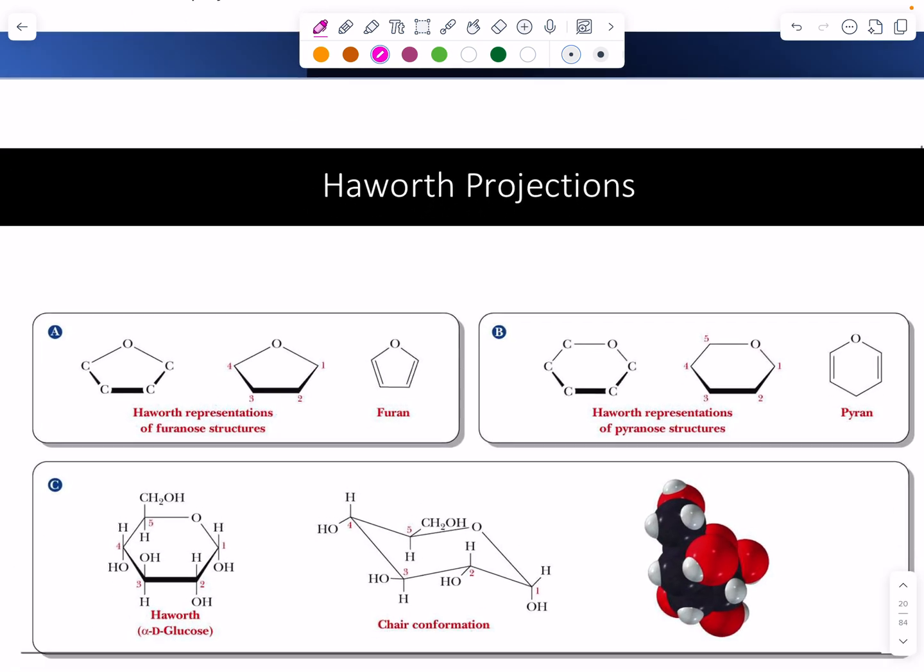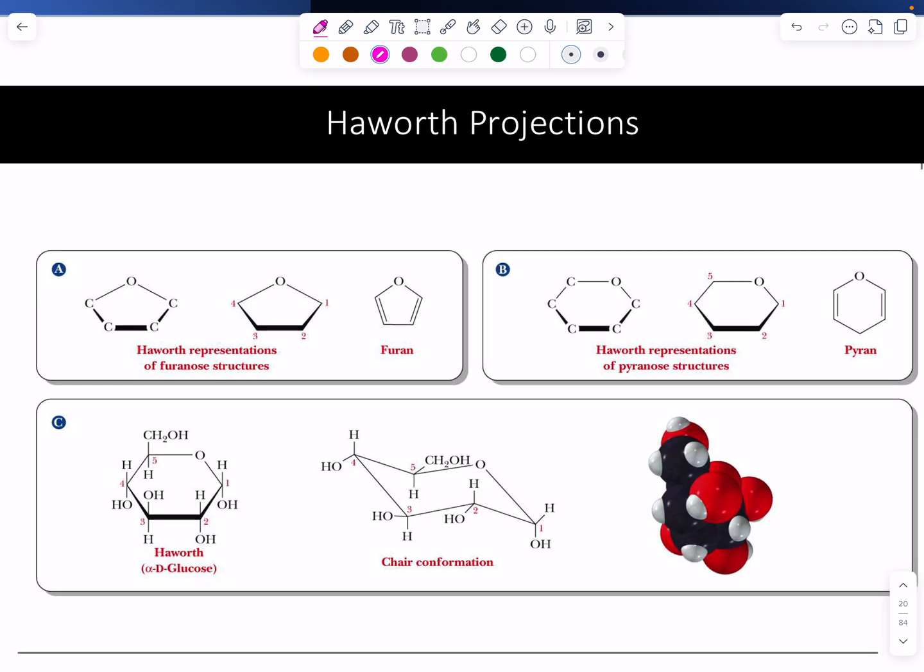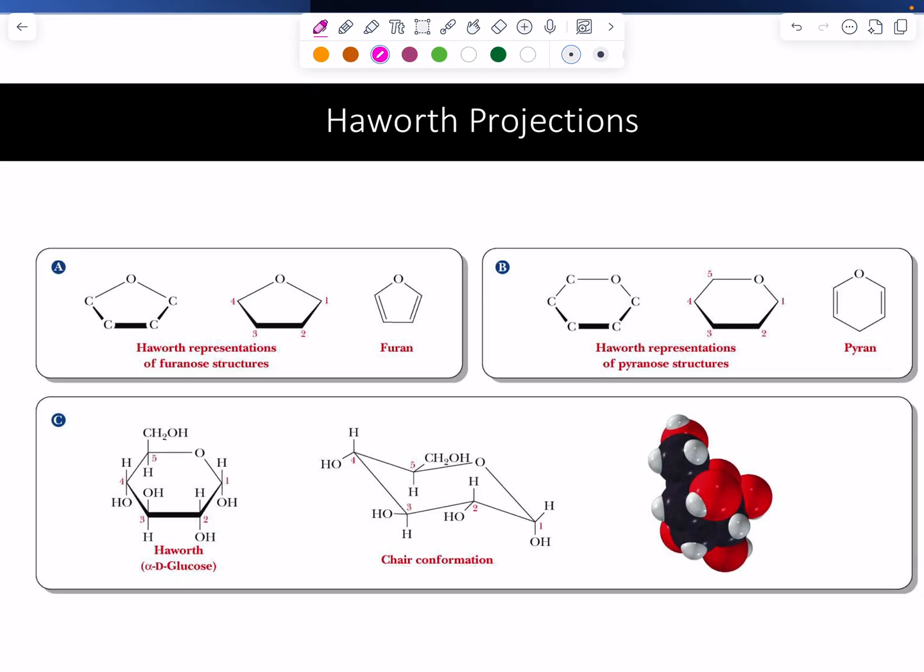So here's some more examples of Haworth projections and how they're typically depicted. In that previous slide, it was hand drawn, so you didn't see the full wedge that you see here. So when a sugar has 5 or 6 carbons, it can cyclize in one of 2 ways. It can form a 5-membered ring, and I'm counting the oxygen as a member of the ring. So it can form a pentagonal ring, or it can form a hexagonal ring with 6 members of the ring.